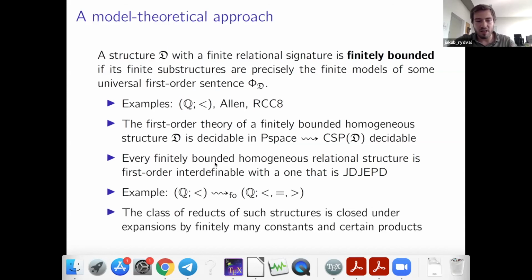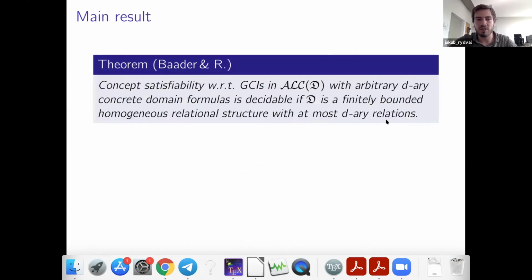Okay, and one last important property of this family is that if we look at the reducts, which means we can drop some symbols from the signature, then the class of the reducts of finitely bounded homogeneous structures is closed under expansions by finitely many constants, and also under certain specific products, which allow us to, for example, combine the rational order and RCC8, and we still preserve the finitely bounded homogeneity, which gives us, again, restrictions on the complexity of the CSP.